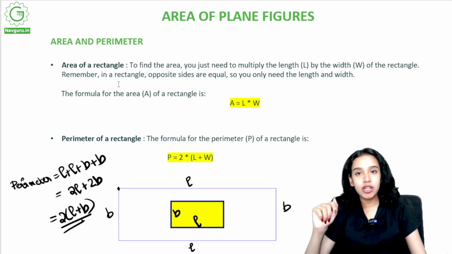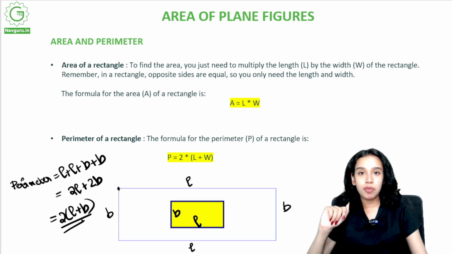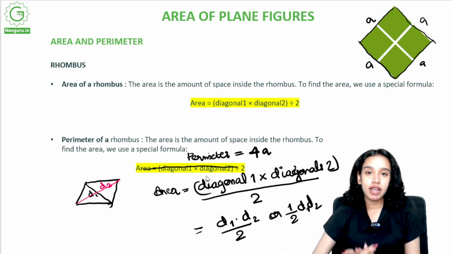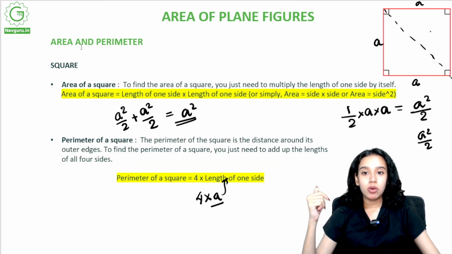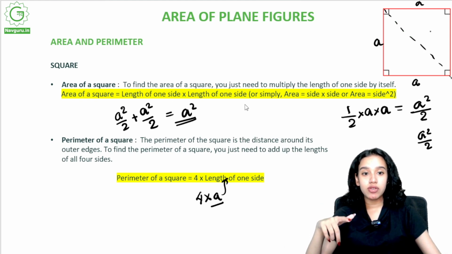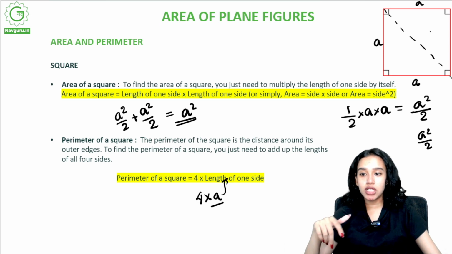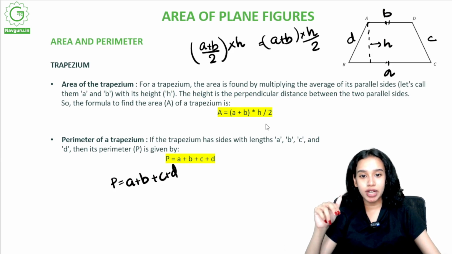Now, area of a rectangle is length into width or length into breadth, and perimeter is equal to 2 times length plus breadth. Now we talked about rhombus. The area is equal to diagonal 1 into diagonal 2 divided by 2, and perimeter would be 4 times the side length. Now we talked about a square. So area of a square is equal to length of one side into length of the other side. That is a. If one side is a, the other side is also a, that is a square. Now perimeter would be 4 times a. Then we talked about trapezium whose area is equal to a plus b times h by 2 and perimeter is equal to a plus b plus c plus d.